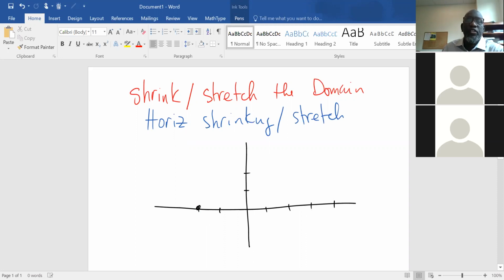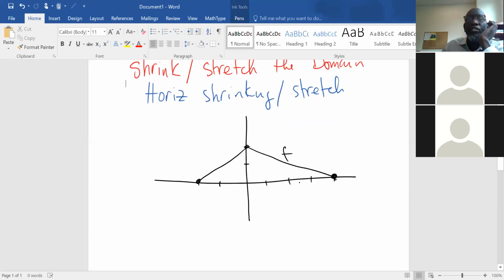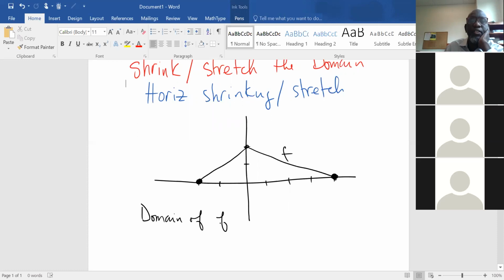So this is my function right here. That is f, okay? Tell me from here, what is the domain of f? What is the domain of f? -2, 4. Thank you. It is the closed interval -2, 4, right?